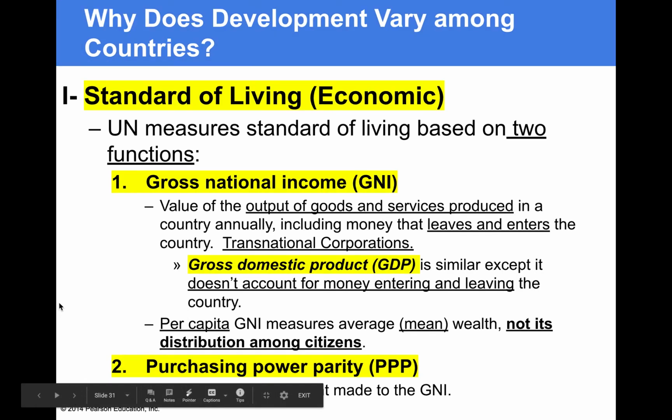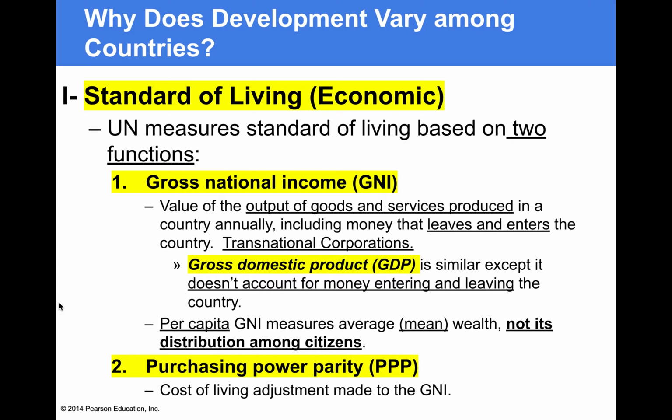Standard of living has 2 functions. The first is gross national income. When we look at gross national income, be very careful: gross national income is talking about the income of the entire country, of outputs of goods and services produced inside the country and outside the country. So gross national income also incorporates transnational corporations and offshore businesses or outsourced movement of consumer goods.